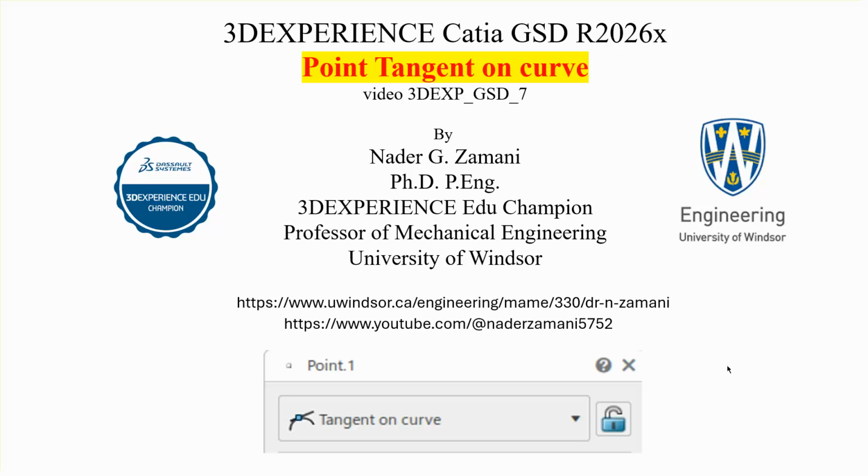Hi folks, this is video number 7 in the playlist that's devoted to 3D Experience CATIA generative shape design functionalities. The particular video deals with the selection of the point tangent on a curve option.